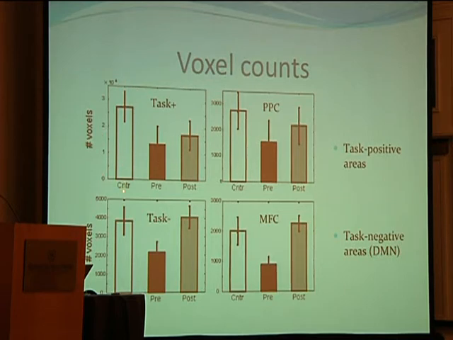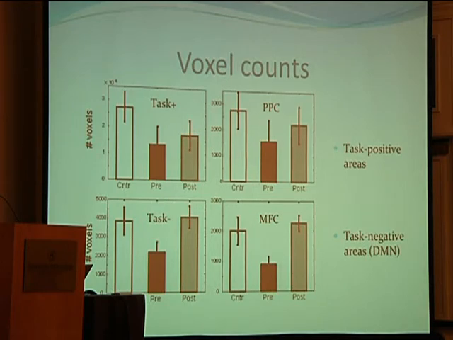So the first bar is the control group, and then MS patients before the procedure and after. There's a slight trend that overall there's a slight increase in the total number of active voxels. These are task positive voxels, meaning all voxels which were evoked by the task. Now, this actual trend is not really significant. Actually, I should elaborate on that. The overall ANOVA is significant, but this effect is not significant.